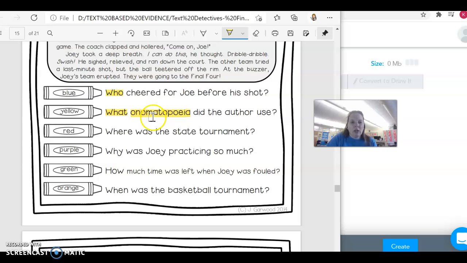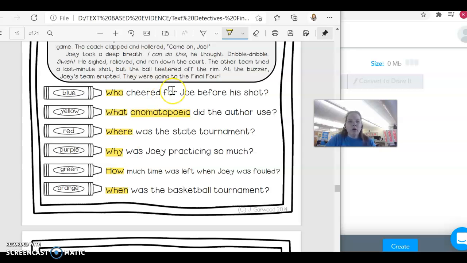All right, let's go to the next one. Where? Where was the state tournament? Remember, location. Why was Joey practicing so much? How much time was left when Joey was fouled? And then the last one, when was the basketball tournament?